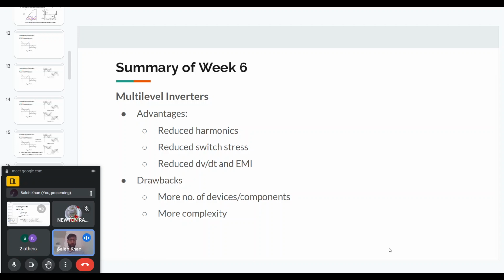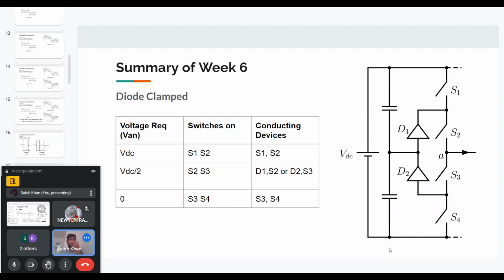So now we can talk about the different kinds of multi-level inverters. The first one is the diode clamped multi-level converter. Here I've shown how the diode clamp will look for a 3-level case. For a higher level case, there will be more devices. But for a 3-level case, this is how it will look.